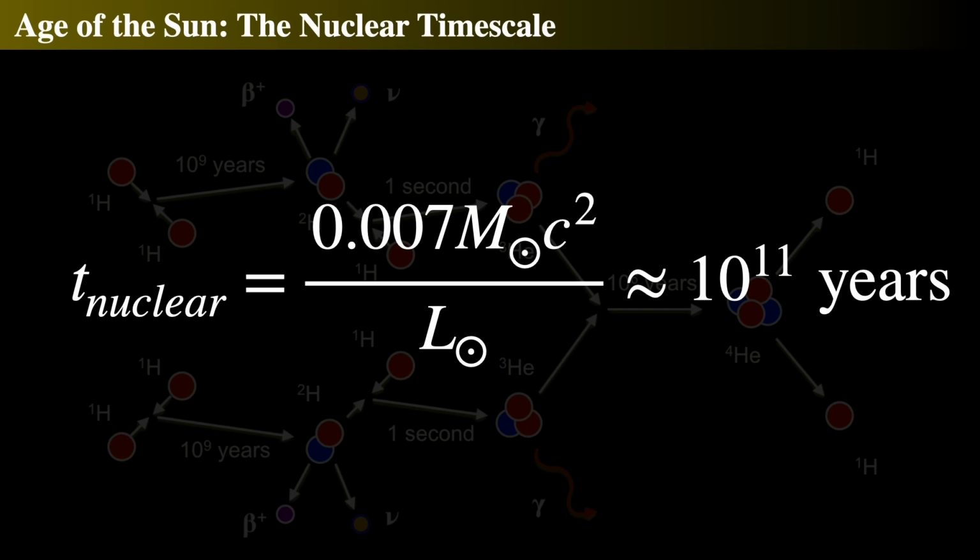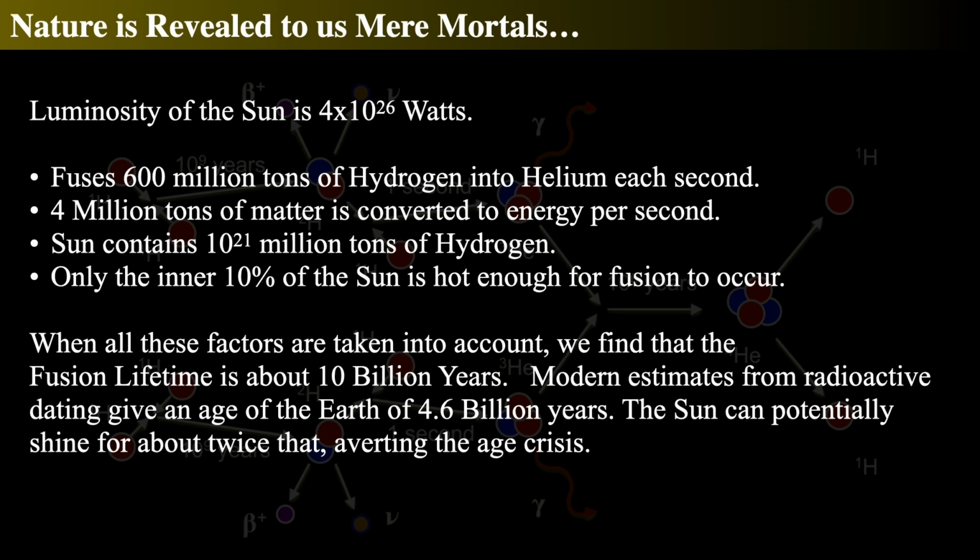The total age of the sun can be about 10 billion years, and the age of the Earth fits into that. And we know the age of the Earth from meteorites and from other things to be about 4.5 billion years. So the total age of the sun is much longer than the age of the Earth, and boom, we've got it. Nature is revealed to us mere mortals, because it's just an amazing amount of stuff. 4 million tons of matter is converted into energy every second. It is turned into energy, completely gone. The mass becomes energy. And so modern estimates of radioactive dating give about 4.6 billion years.